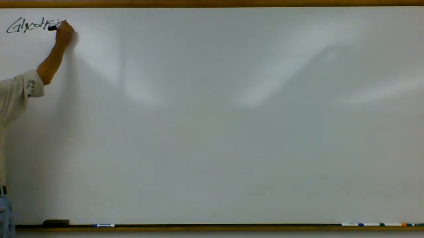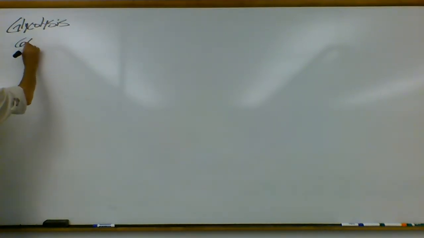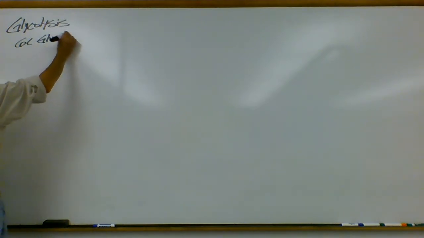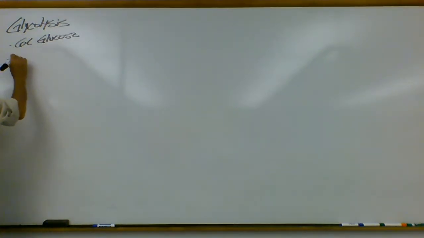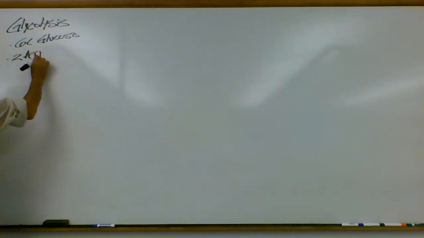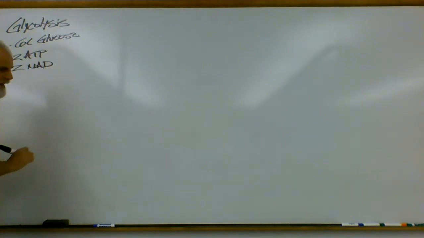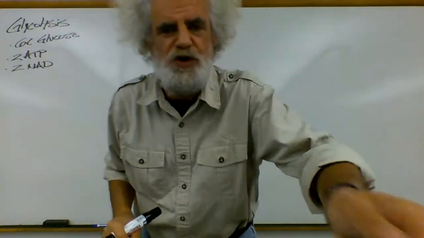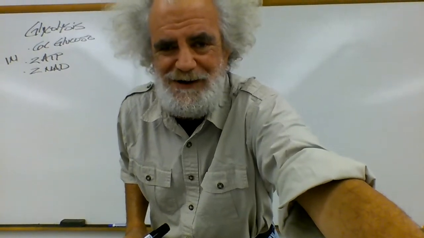We have, first off, glycolysis. In glycolysis, we start out with the 6-carbon glucose, and we require 2 ATP to start it, and we're going to need 2 NAD to pick up electrons. And this is what's going in. Can you see that? Well, the word "in" is right there. All right.